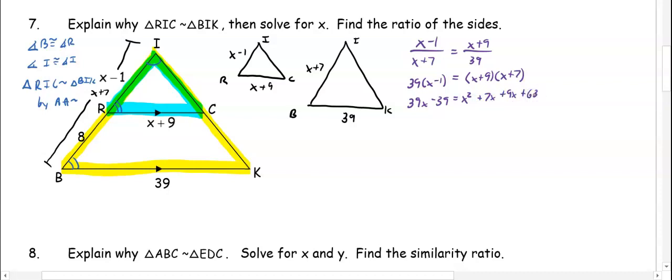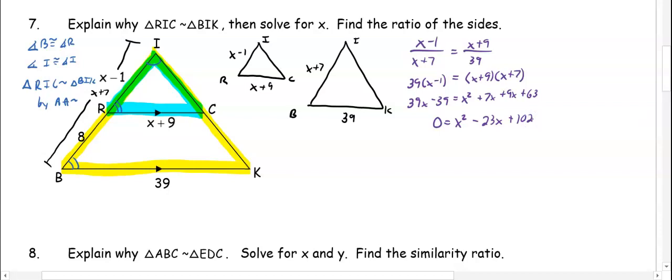We see that there's an x squared, so we're going to have to move everything over to the x squared side. So we get 0 equals x squared. And then I have 7x plus 9x minus 39x, which gets us negative 23x. And then I can add 39 to the other side to get 102.